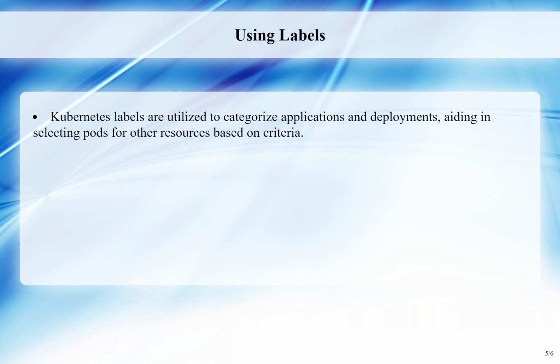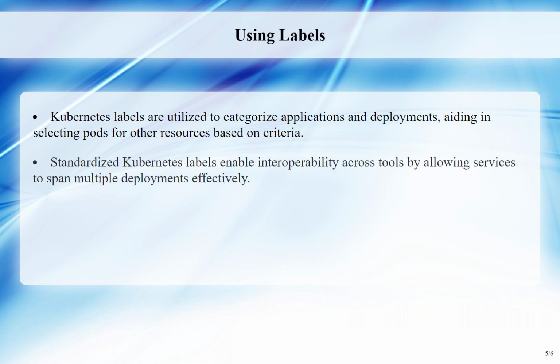Using labels. Labels in Kubernetes are used to identify semantic attributes of applications or deployments, such as naming, tier, phase, and version. These labels can be used to select pods for other resources, such as services, based on specific criteria. By using standardized Kubernetes common labels, tools like kubectl and Dashboard can work in an interoperable way. Services can span multiple deployments by omitting release-specific labels from their selector.